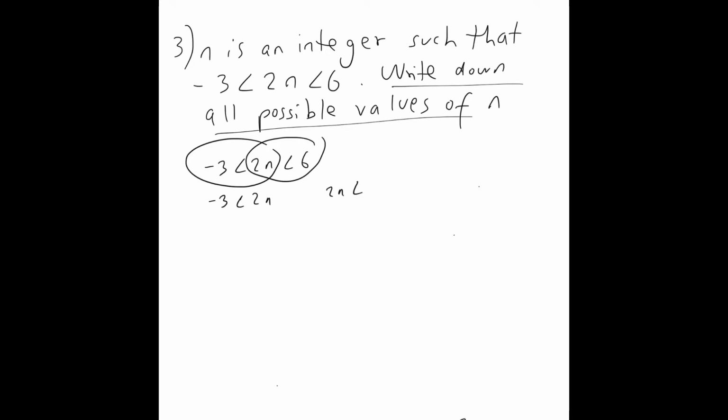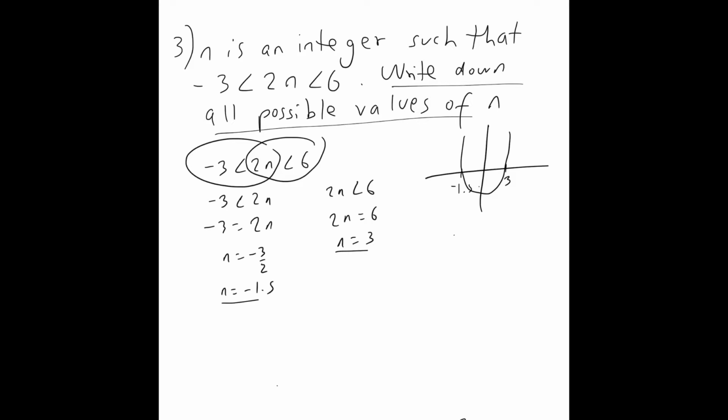So you have -3 < 2n and 2n < 6. Just treat this like a normal equation. You have -3 = 2n and 2n = 6, so n = -3 divided by 2, which can also be written as n = -1.5, and n = 3 once we simplify by dividing 6 by 2. So you have two values of n, and we have to write down all the possible values of n. What I'm going to do is sketch a small graph, assuming it's 3 here and this is -1.5.